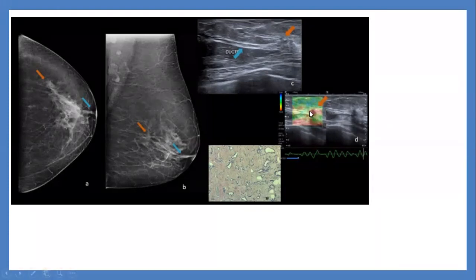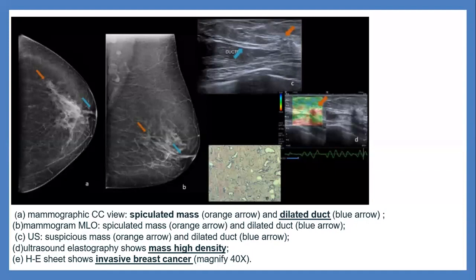Elastography represents high density mass. So the findings will be suspicious for malignancy. Yes, so this is a suspicious lesion, and it was invasive cancer. This solitary duct is related to the invasive cancer. If you look here, you can see the solitary duct, but it is the same direction of the ductal arborization or ductal system. And if you look here, it is far from the duct, but it is along the same direction of the ductal system.